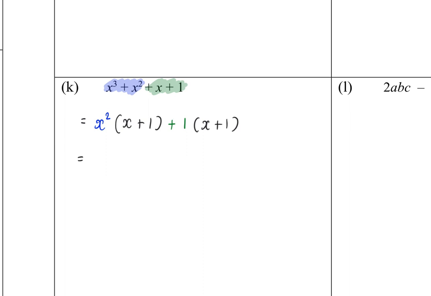so that when I multiply this out, 1 times x, I will get back my positive 1x. 1 times 1, I will get back my positive 1. And the reason for doing so is because that will then allow me to see very clearly x plus 1 is a common factor. And I'm left with x squared plus 1.